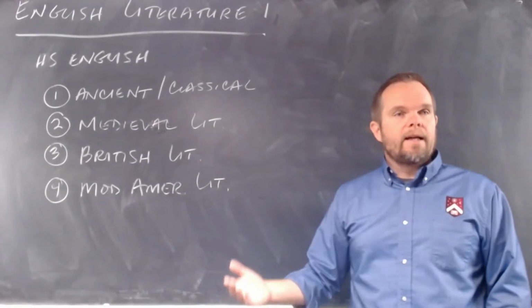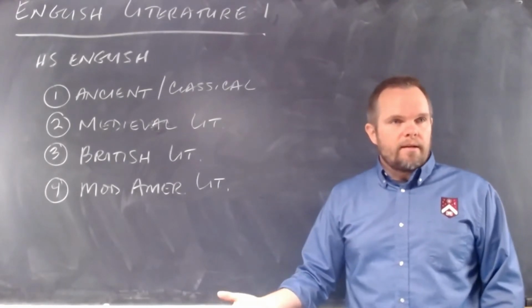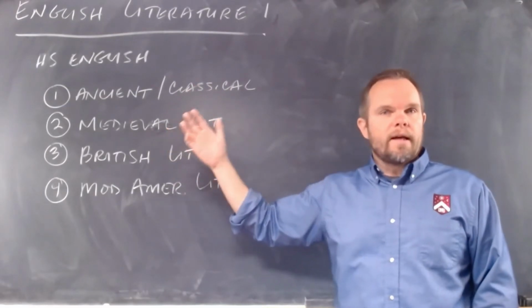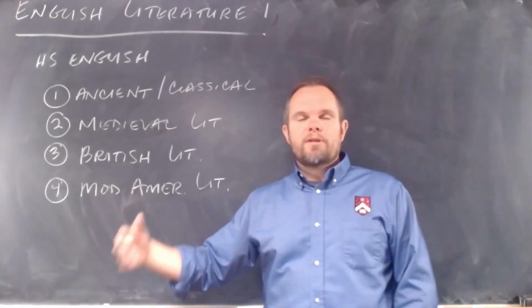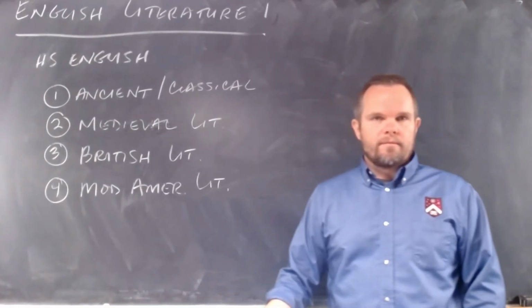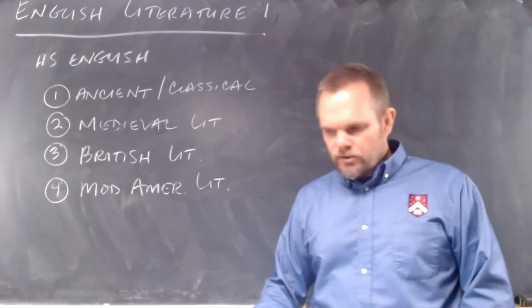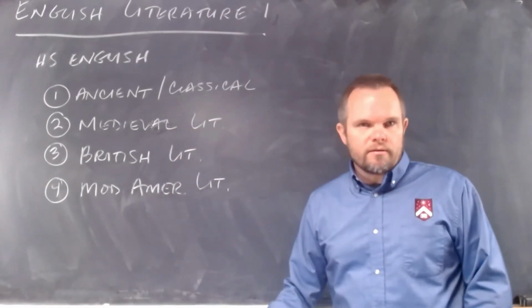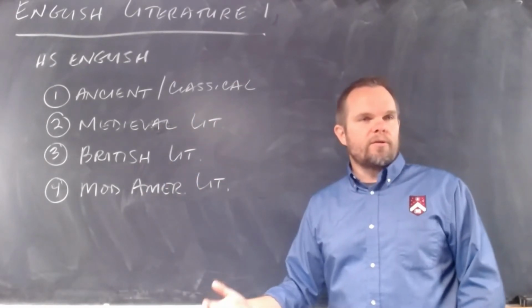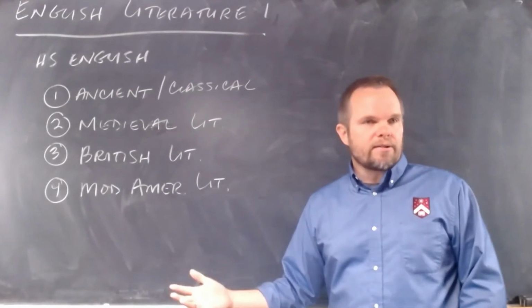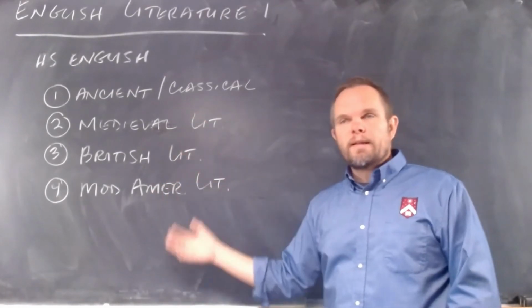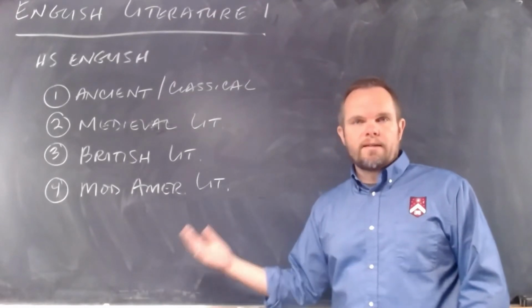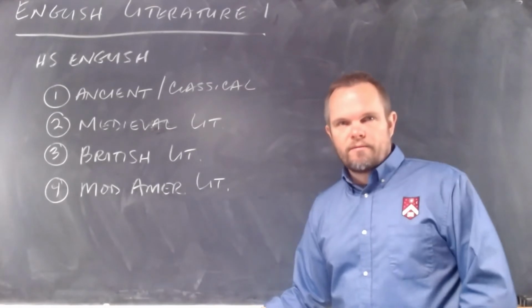All right? And that's one problem that we have in English literature is we're really not studying Homer and Virgil and Dante. We're studying translations of them. Okay? So it's really not fair to call this classical literature. It's really not fair to do that because we're not studying the real classical literature. We're studying English translations of classical literature. Okay? English translations of medieval literature.